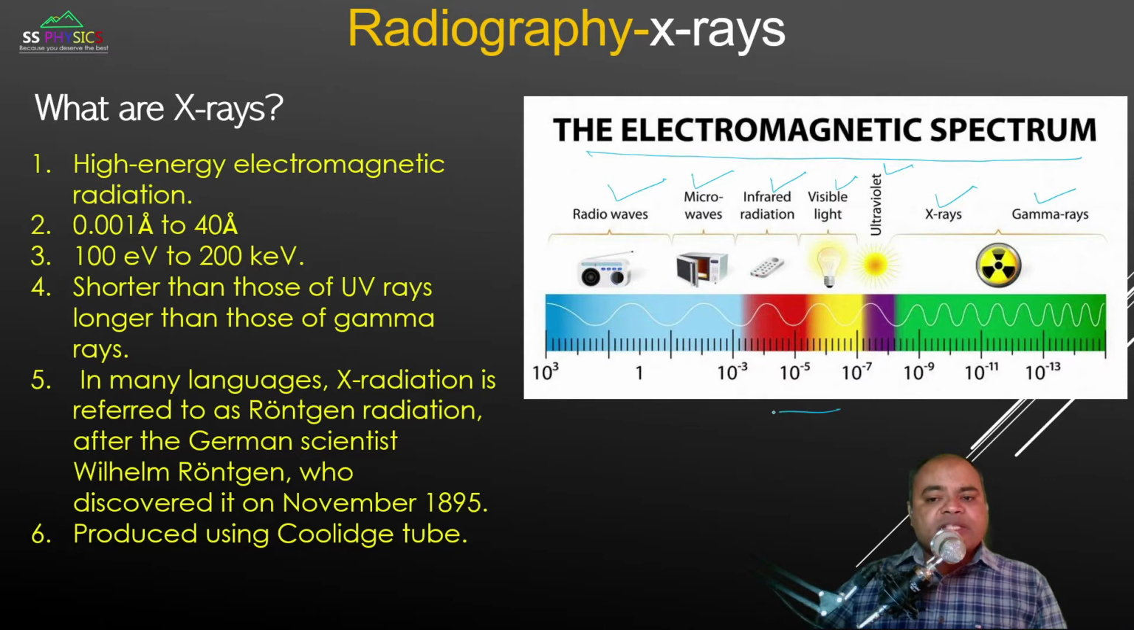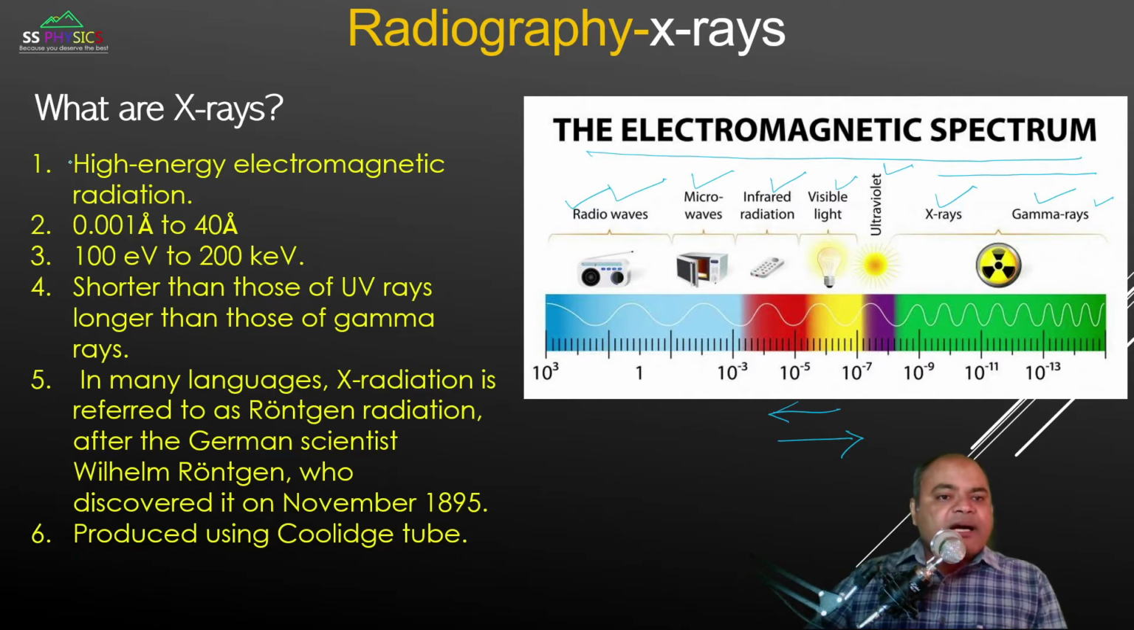Wavelength increases from right to left and frequency increases from left to right. Hence radio waves have the highest wavelength and smallest frequency, and gamma rays have the highest frequency and lowest wavelength. The higher the frequency, the higher the energy. So X-rays and gamma rays have the highest energy among all these waves, and therefore they have high penetrating power, and therefore they are used for testing purposes.